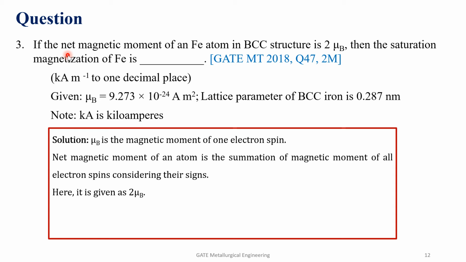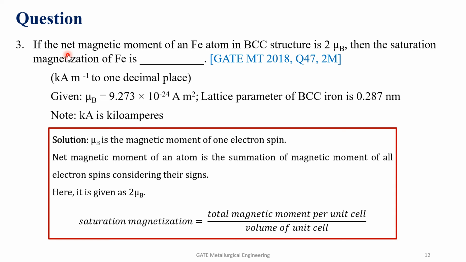Mu B is the magnetic moment of one electron spin. Net magnetic moment means the summation of electron spin of all the electrons present in the atom considering their sign. And what is meant by saturation magnetization? So the most important part of this question, the equation for saturation magnetization. Saturation magnetization is defined as the ratio of the total magnetic moment per unit cell divided by the volume of the unit cell.